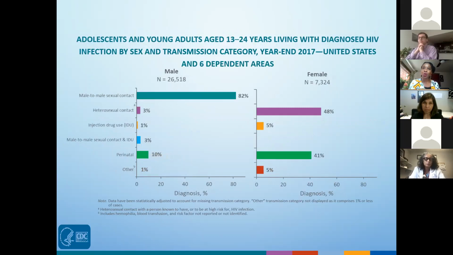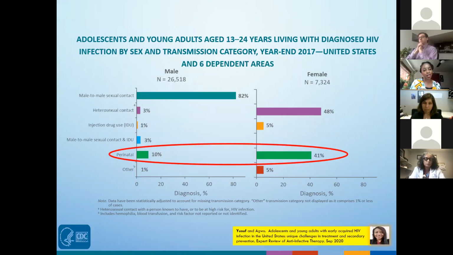Now, when you drill down on those who are living with HIV in ages 13 to 24, the left side of the slide is males and the other side is female. Predominantly young men who have sex with males make up a significant proportion of those who are living with HIV. And for females, about 50% are through heterosexual contact.